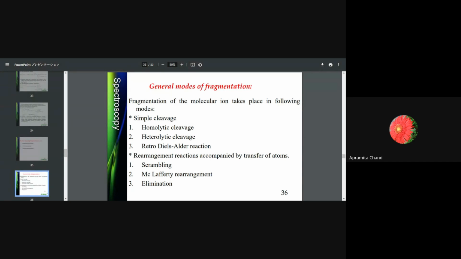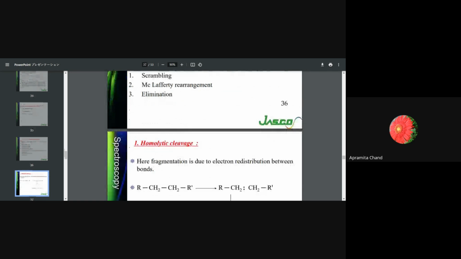Rearrangement reactions, Amisha, they are accompanied by transfer of atoms. We have seen one example of McLafferty rearrangement, जहाँ पे the benzyl ion got rearranged into a tropylium ion. Okay, so there was a distinct rearrangement followed by also elimination, and you can also have scrambling.